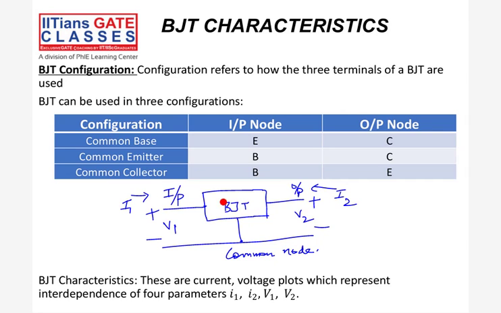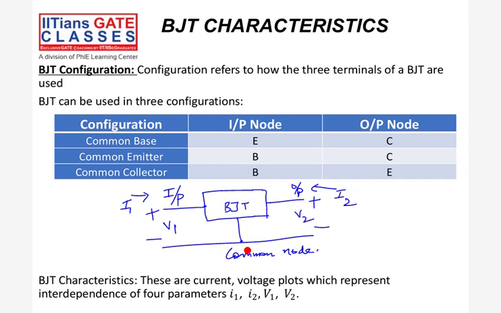I think all these things you have seen in your network theory, in two-port networks. In that we have seen all this I1, I2, V1, V2, and this common node. So BJT is used like that only. Here I1 and I2 are input and output currents. V1 and V2 are input and output voltages, and the other is the common node.